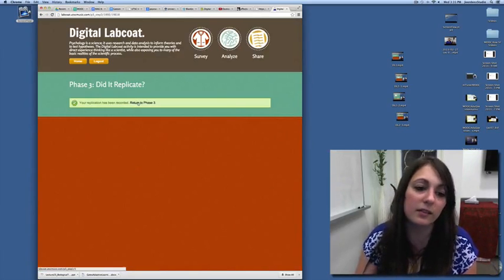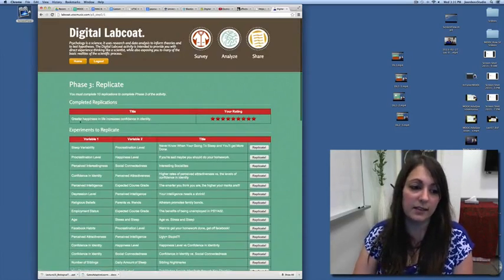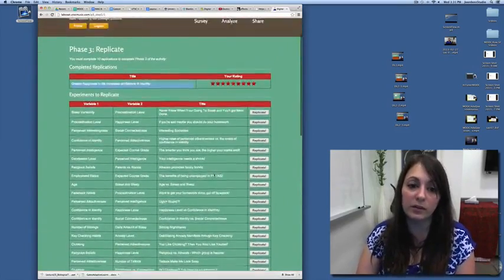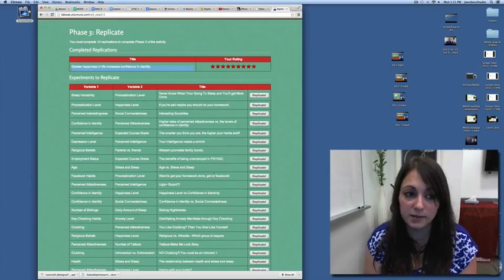To do the next one, you just click return to phase 3, and you'll see the one that you completed, and you'll have a list of other ones to choose from. So what you're going to do is you're going to do this 10 times till you've done your 10 replications, and then that's the end of phase 3.